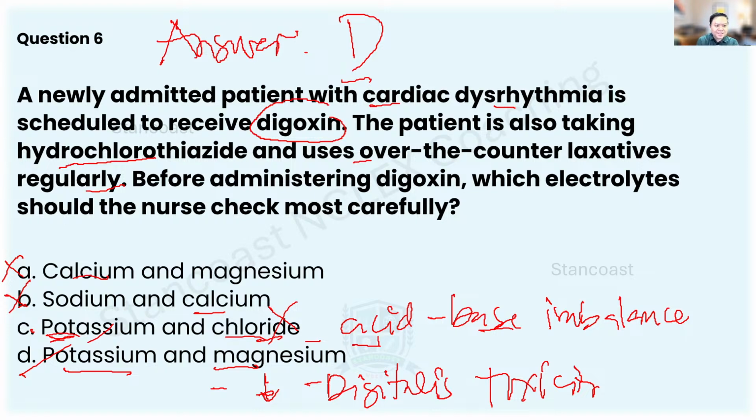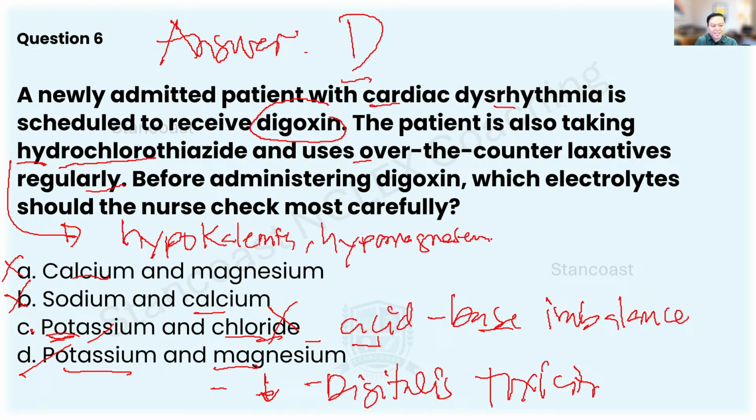Especially since they are using the hydrochlorothiazide. What does that lead to? Remember that it can cause hypokalemia and also hypomagnesemia. It can lead to that low electrolyte count. And plus the laxatives regularly. This patient will be losing lots of potassium as well through the GI tract because of the laxative effect. It is going to cause hypokalemia in this patient. Plus the digoxin, this will exacerbate it. It can lead to dig toxicity.